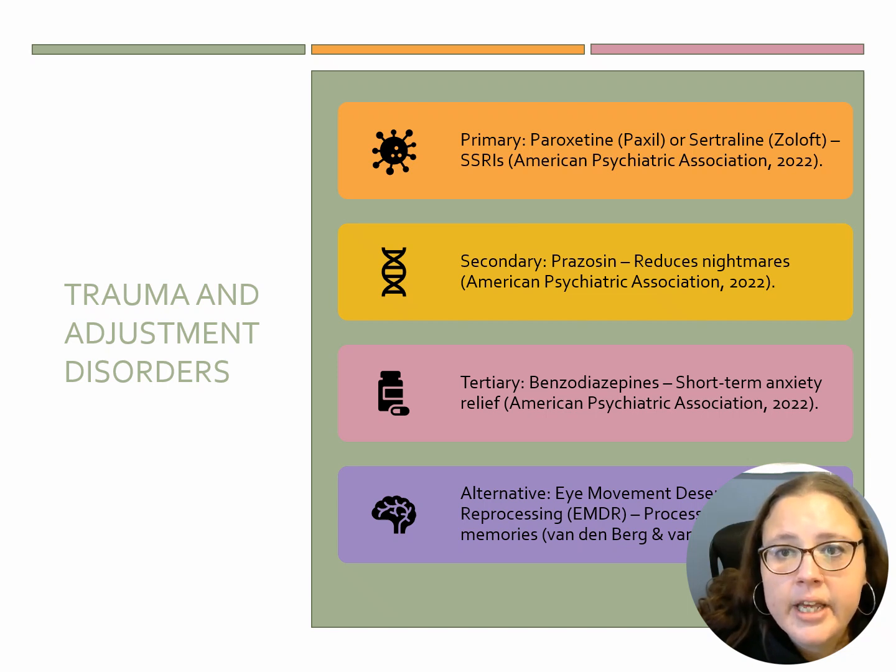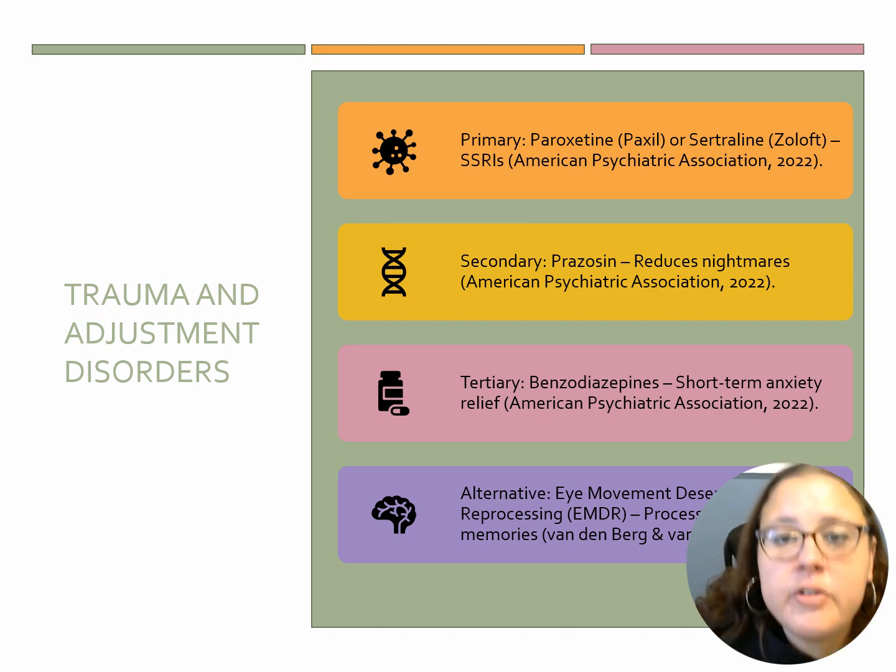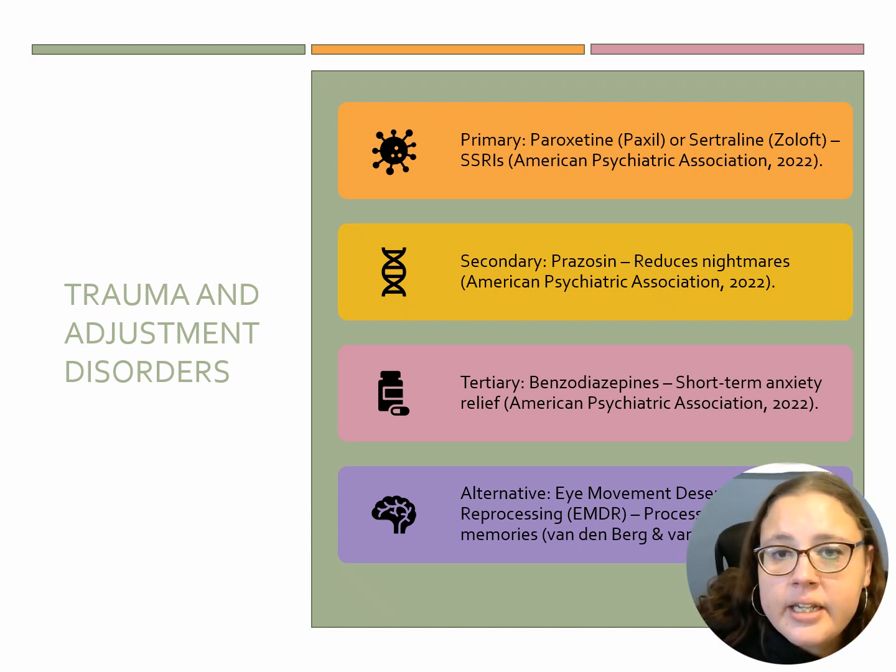The secondary medication, prazosin, blocks the alpha-1 receptors to decrease nighttime adrenaline surges and nightmares. Short-term benzodiazepines might be used in acute stages, but we would need to educate clients on dependency risk and emphasize alternatives like relaxation training. The leading therapeutic approach is eye movement desensitization and reprocessing, that is EMDR.